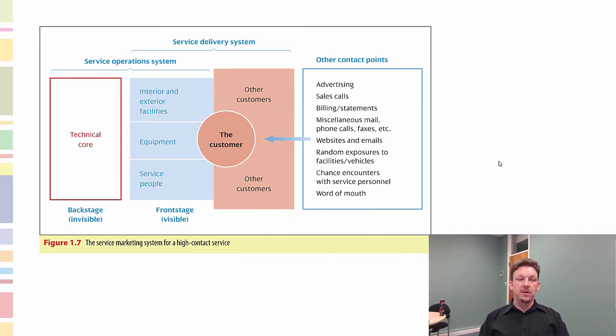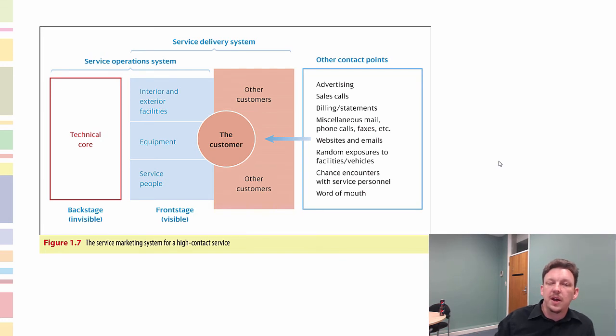All right, figure 1.7, let's look at this again. This is a high contact service. This is where, again, we're seeing the theater metaphor and we're starting to see the integration of a series of concepts. So to break this one down, backstage is the invisible. This is the technical skill set. This is the technical core. You'll note this is the service operating system. It's the backstage, front stage combined. Service delivery system is the front stage and the customers. And then we have the other points of contact, which service blueprinting.